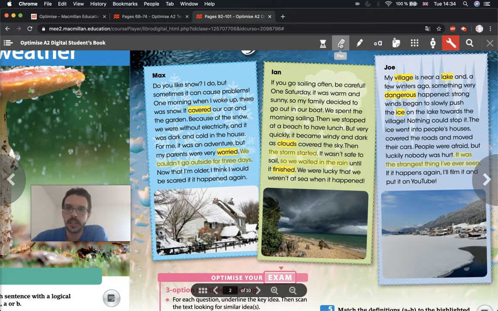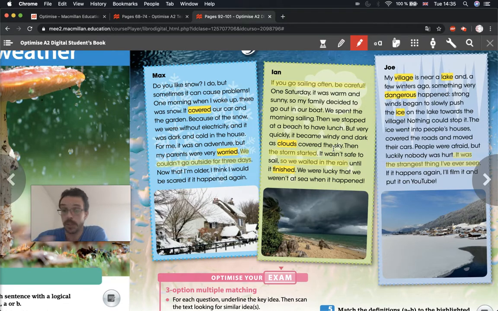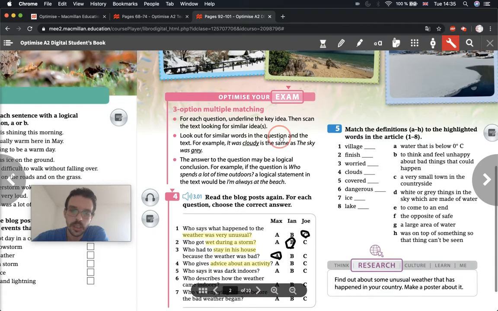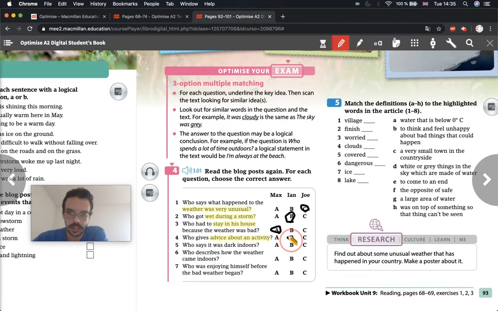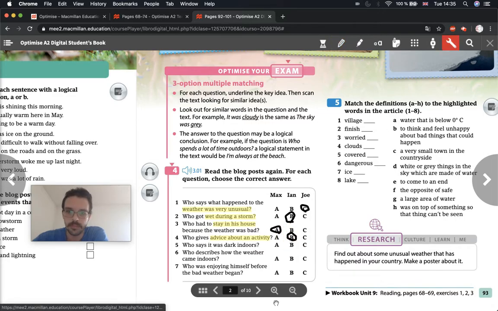Now, if we have a look at the beginning of the text, it says, if you go sailing often, be careful. Right? So if you go sailing, so there's our activity, it says be careful. Tener cuidado. That's advice. That's your consejo. So who gives advice about an activity? That would be Ian giving you advice about sailing.